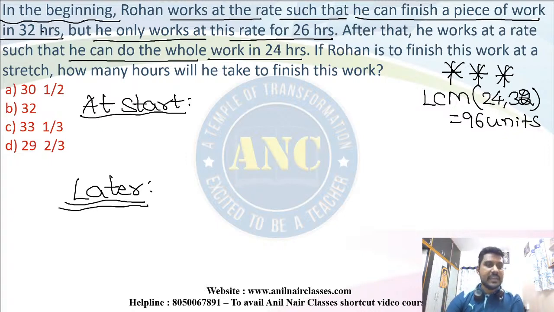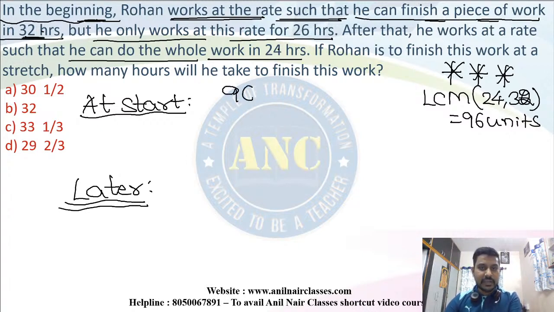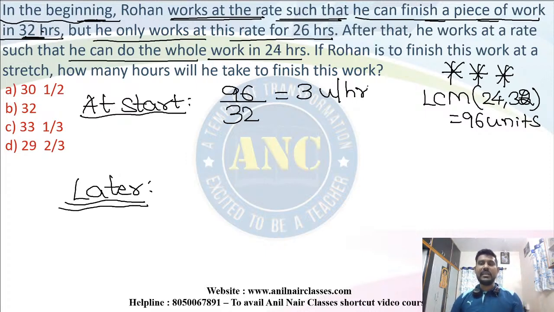That means in the beginning, totally there are 96 chocolates present in the box. Rohan is working at such a rate that he can finish that piece of work in 32 hours itself. So to distribute 96 chocolates, he will take 32 hours. 96 by 32 is 3 units per hour. That means his capacity is, in 1 hour he can distribute 3 chocolates. That is the capacity of Rohan at the beginning.